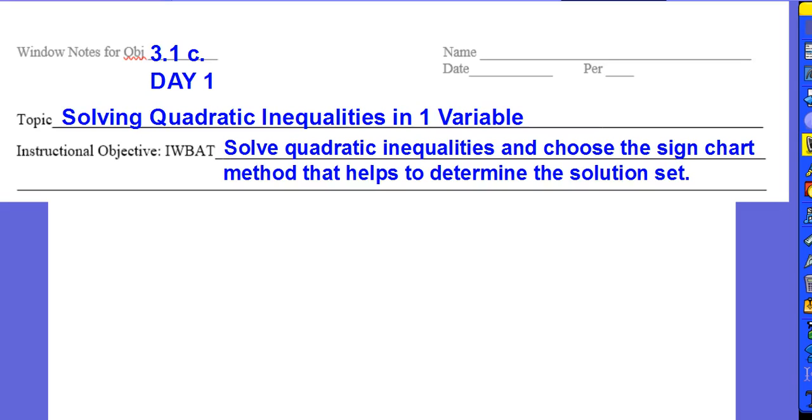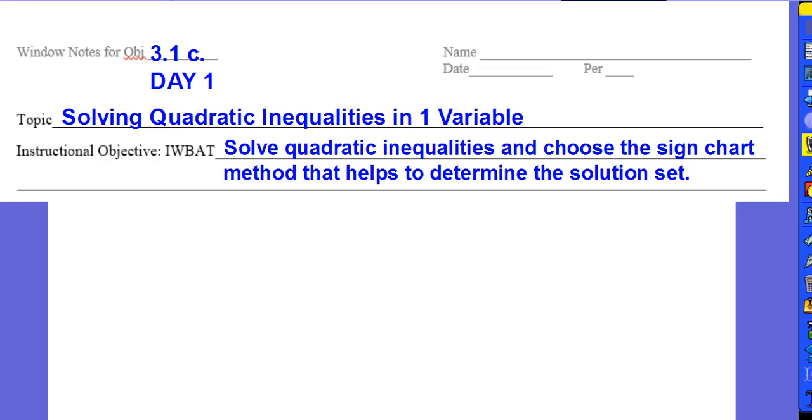All right, so today we're taking notes on Objective 3.1c. 3.1c, this is day 1. And our topic for today is in the footer of your notes at the very bottom, so you don't have to write the topic down. Down at the bottom of the notes it says solving quadratic inequalities. Okay? Your instructional objective: I will be able to solve quadratic inequalities and choose the sign chart method that determines the solution set.